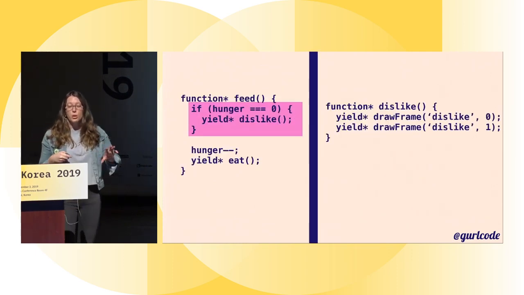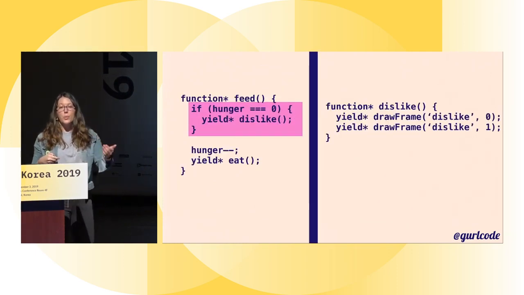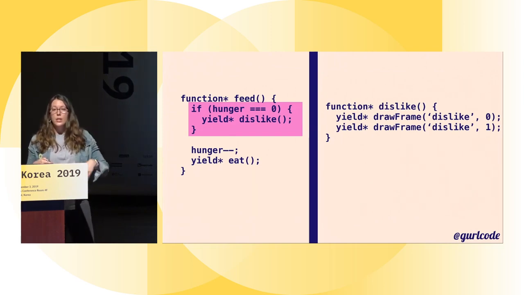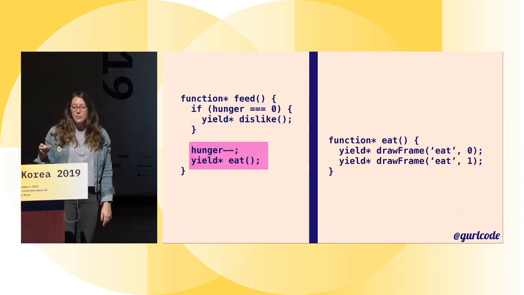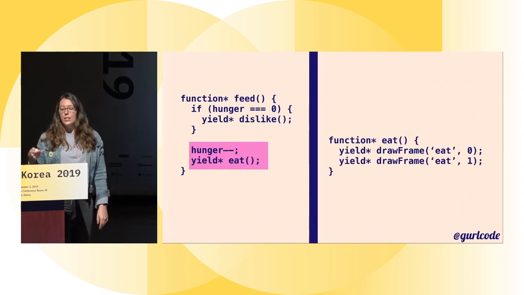This is the generator for the feed action. It's going to evaluate if the Tamagotchi is hungry or not. If it's not, it's going to delegate future next calls to the dislike generator, which will run the dislike animation. Otherwise, we're going to decrease the hunger count and use yield star to delegate to the eat generator that runs the animation.